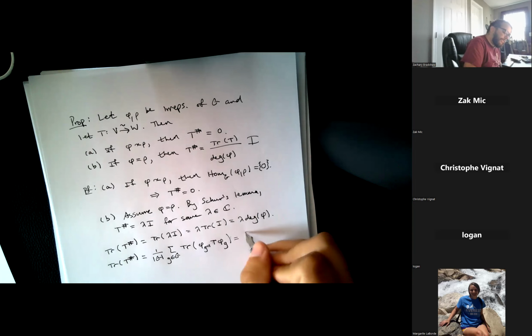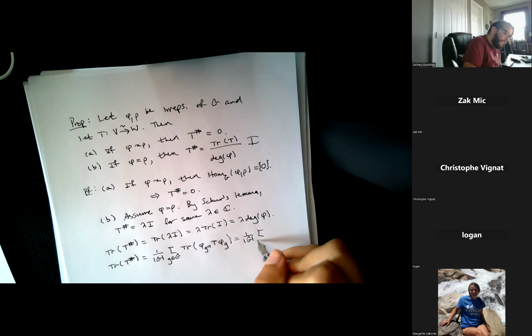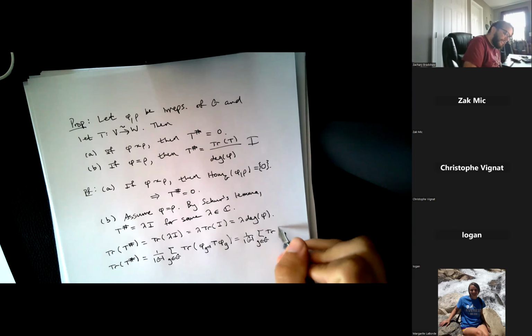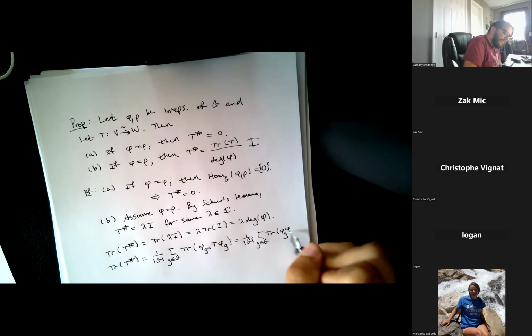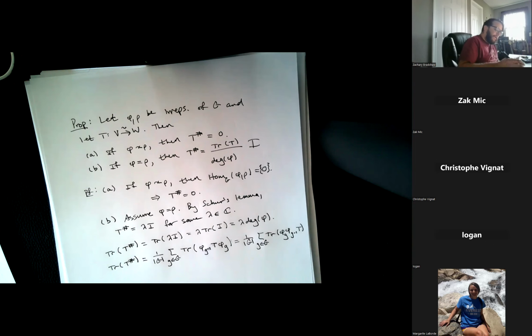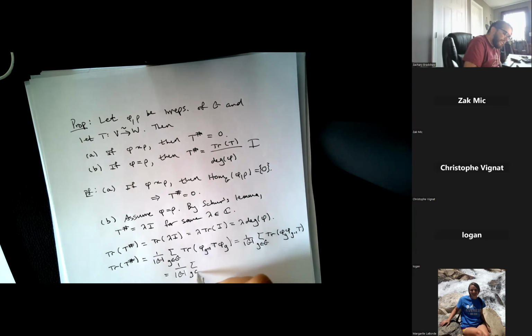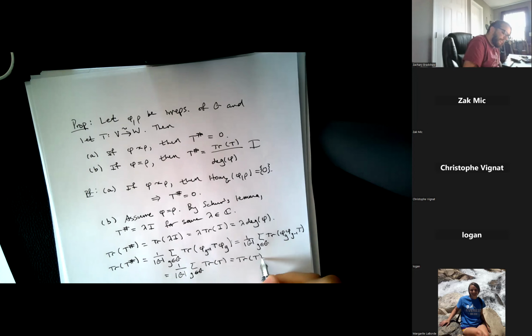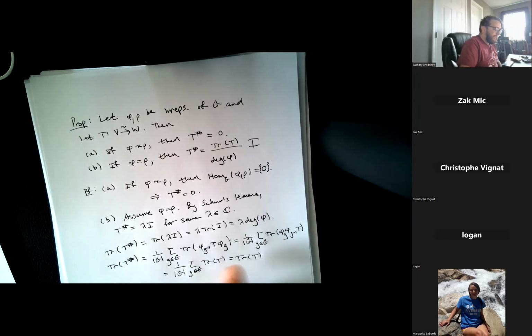And so this is 1 over the order of g, sum over g in G, of the trace of phi g inverse t. And you can probably see where this is going now. Phi g inverse, that's just the identity. And so this is the trace of t. So this is 1 over the order of g, sum over g in G, of the trace of t. This has no dependence on g, so this is just order of g copies of the trace of t. And so the orders of g cancel.